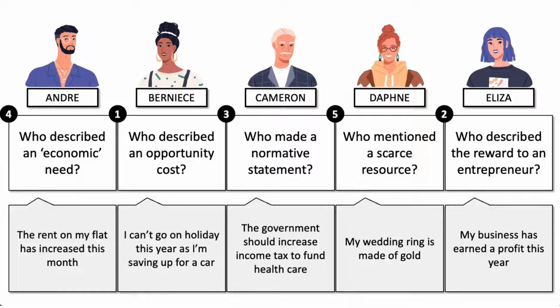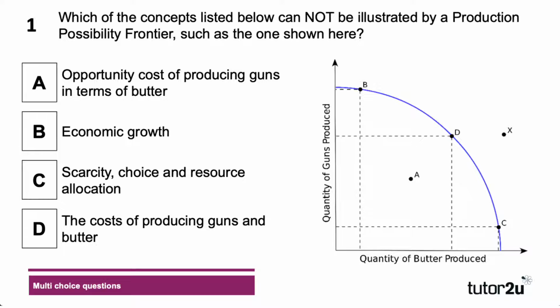Normative statements we have already covered in detail. So that's reflected in the fact that almost all of you got that right, and you all recognized gold there, the wedding ring being made of gold, as a scarce resource. And of course, profit is the reward for being in business. Super well done on this very tricky task. Let me hand back to Penny for some more multiple choice now, I believe.